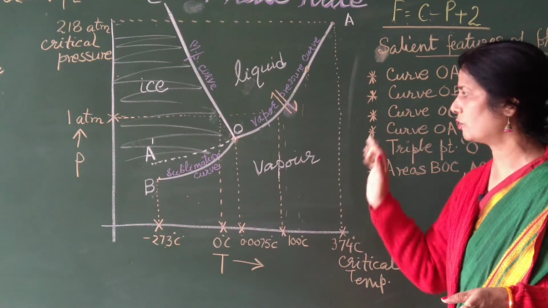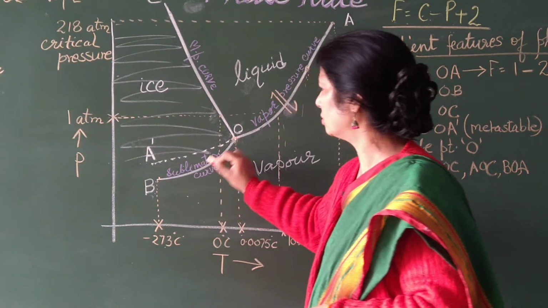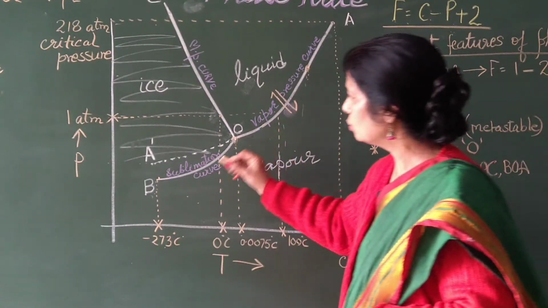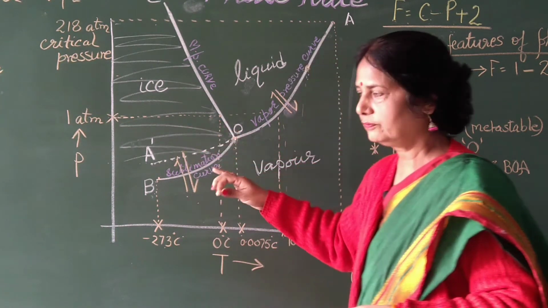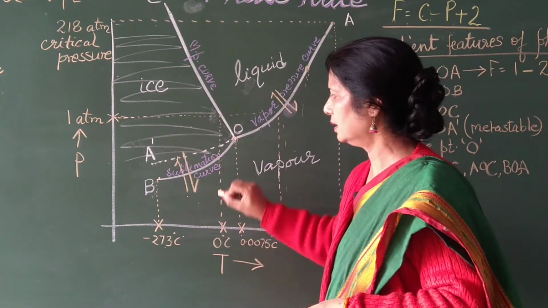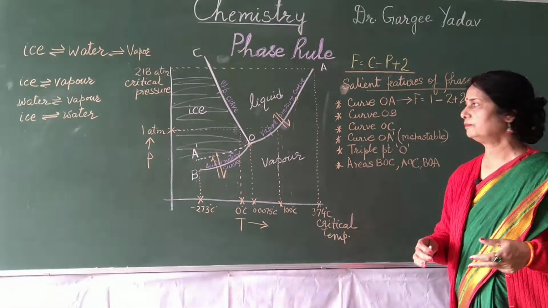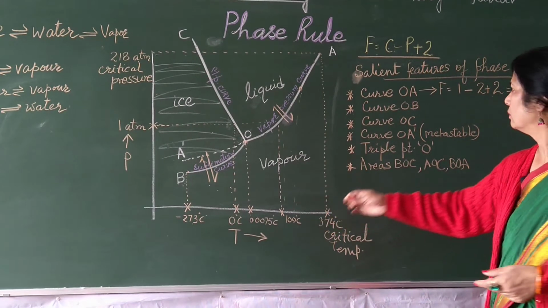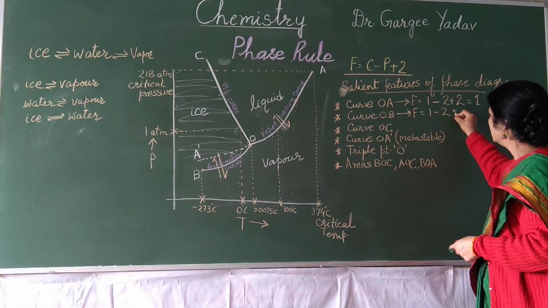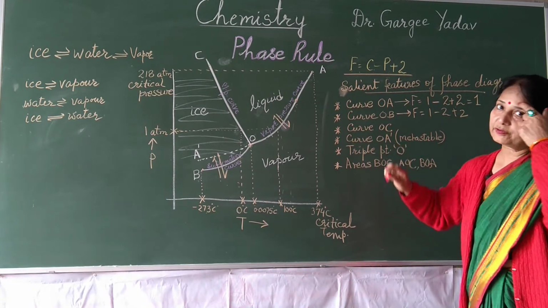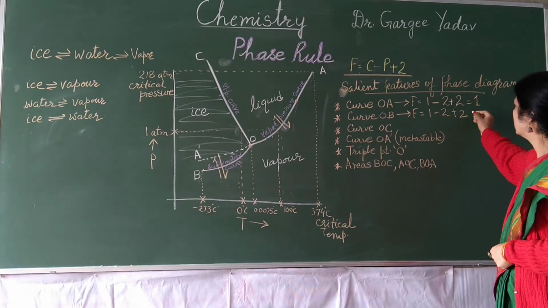So these are the coordinates of OB, and this also shows the effect of pressure and temperature on the sublimation of ice. The two phases which coexist on this curve are ice and the vapor state. Similarly, when we calculate the degree of freedom along the curve OB, F is again 1 - 2 + 2. Here the phases are ice and the vapor phase. So F will again be equal to 1.